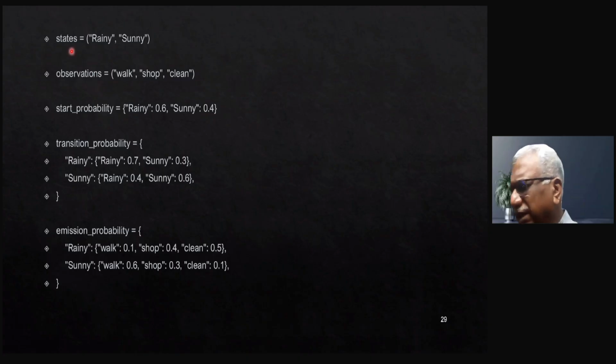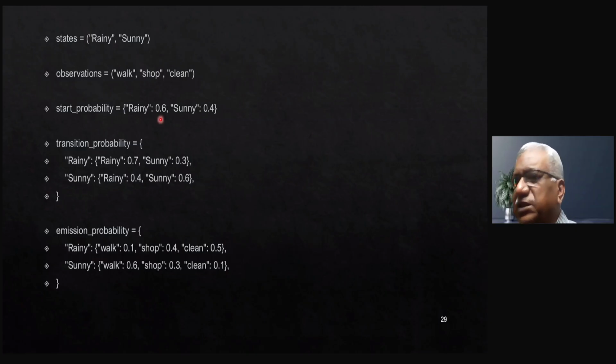We don't have to guess, there are models for that. We have walk, shop, and clean. If I say walk, you should be able to predict whether it is rainy, not rainy, and so on. The probability of rainy is 0.6. The probability will only be between 0 and 1. It won't be beyond 1.